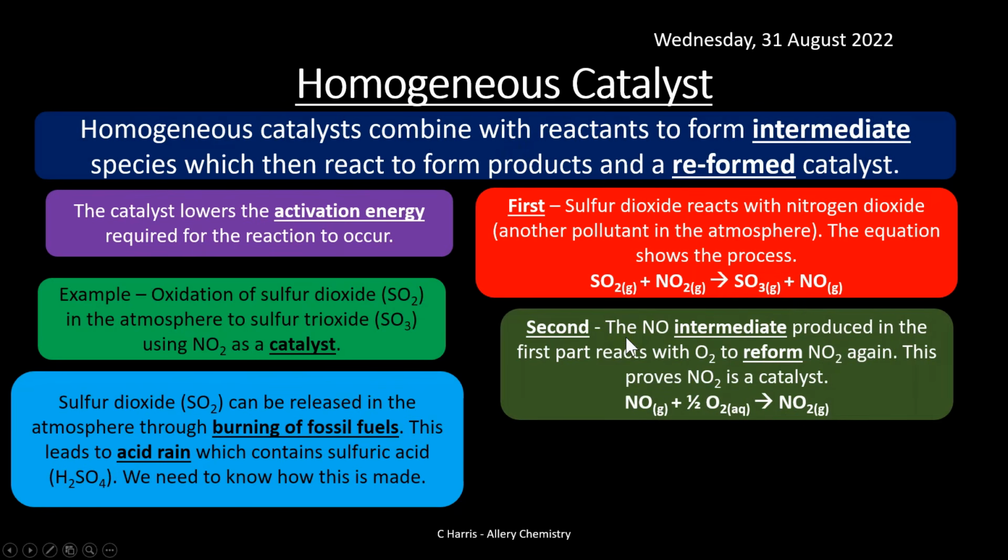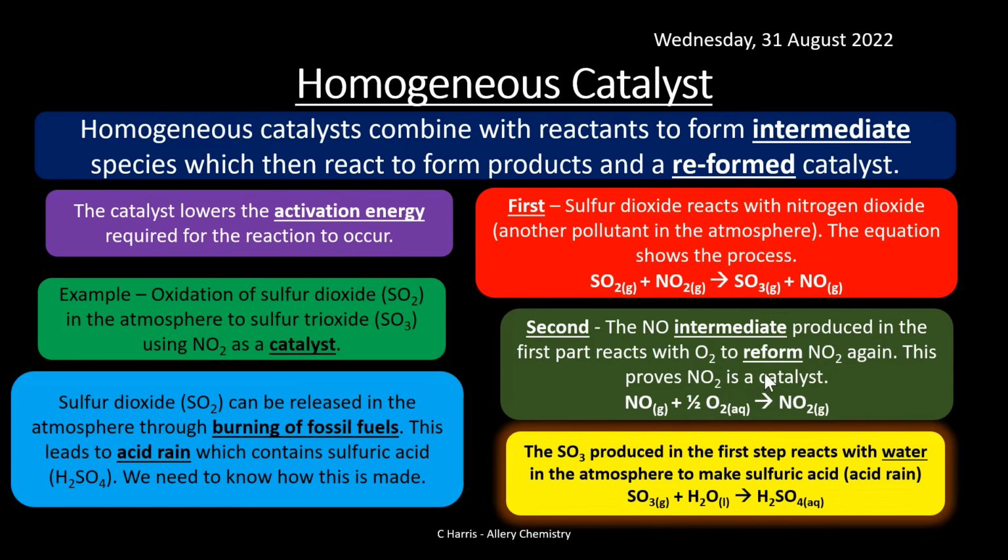And the second step is the nitrogen monoxide intermediate that's produced, so this bit here, okay, in the first part reacts with the O2 to reform NO2 again. Okay, so that's reformed again, and this proves that actually in this example here, NO2 is a catalyst. So just be aware, looking at these reactions here, make sure you can identify or prove or demonstrate that if a homogeneous catalyst exists, you can actually identify it. Okay, and obviously the SO3 produced in the first step here reacts with water, and obviously that makes the sulfuric acid in the atmosphere, which leads to acid rain.